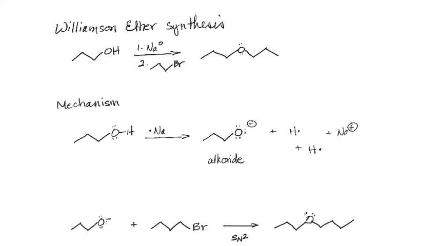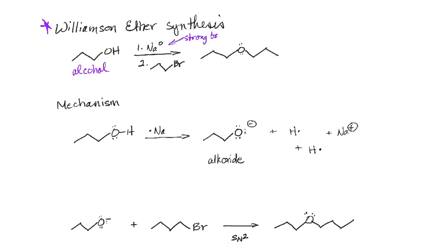The mechanism for the Williamson ether synthesis starts with the formation of the alkoxide that we need to do the substitution reaction. So this is the overall Williamson ether synthesis, and it starts with an alcohol. And then the alcohol has a proton removed in step 1 with sodium metal, potassium metal, sodium hydride, a variety of possibilities there. So we need a strong base.